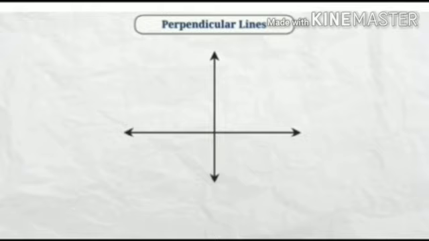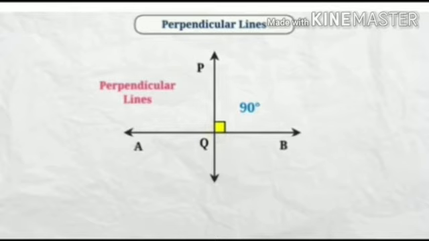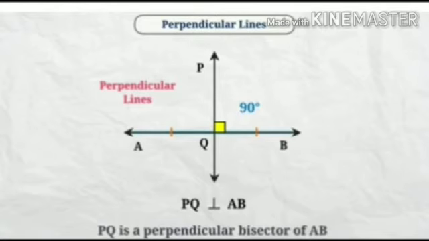Now, let's talk about perpendicular lines. When 2 lines intersect each other, they form various angles with each other. If one of all the angles measures 90 degrees, that is, if lines intersect at right angles, then such lines are called perpendicular lines. Here, PQ and AB are perpendicular to each other. Suppose PQ is perpendicular to AB, but it also divides AB into 2 equal parts. In such a case, we say that PQ is the perpendicular bisector of AB.